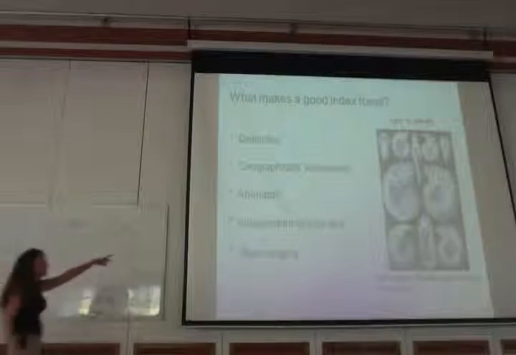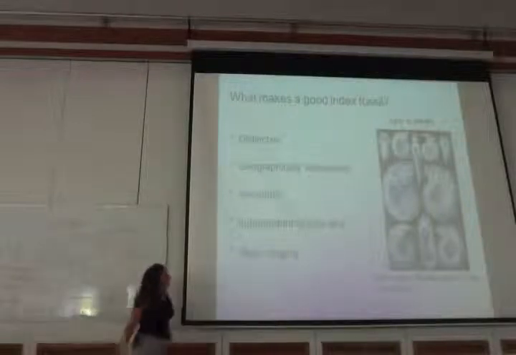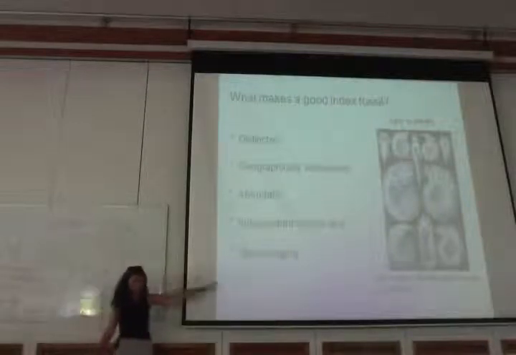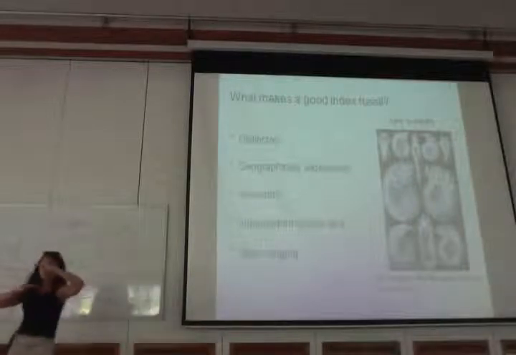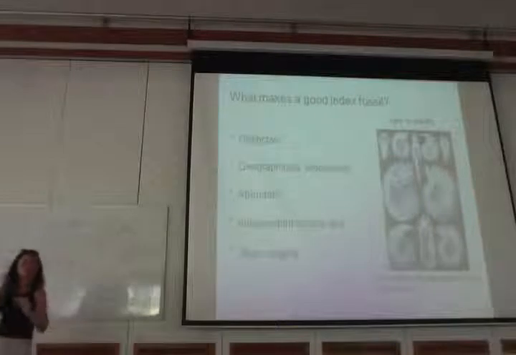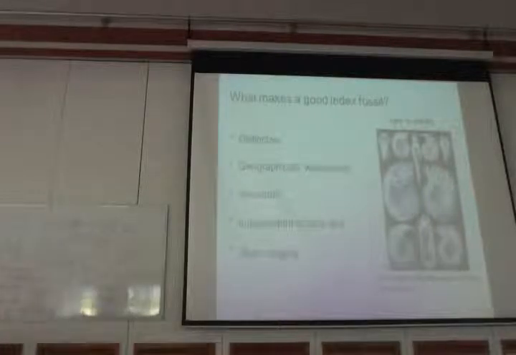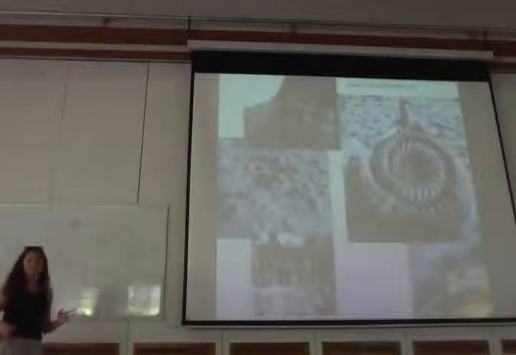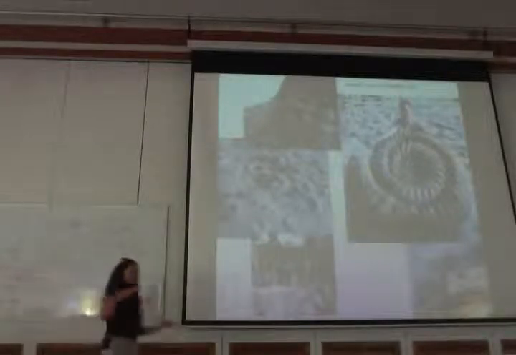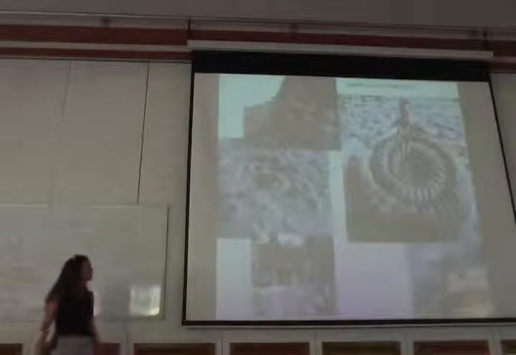They need to be found in different types of rocks. And ideally, I won't go into this too much, they need to evolve and become extinct in a short period of time, so we can say, okay, this rock is early Cretaceous in age, rather than something that lived for 500 million years and doesn't help us.